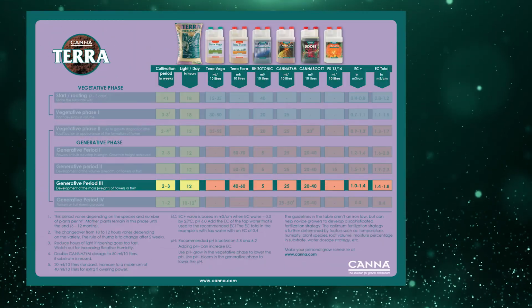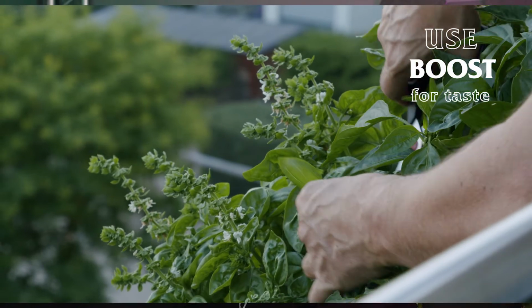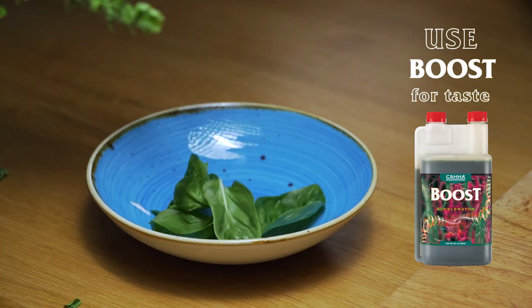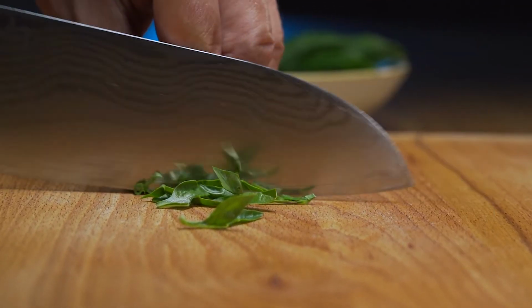And in the final phase, we call it generative phase number 4, or the ripening phase. In this phase, we don't give nutrients at all. Just water and maybe some additives to influence the taste or the amount of terpenes of the plant. For example, basil: if you add some boost till the end, you will smell the quality. The ripening phase is driven by temperature. So if the plant gets too hot, your ripening goes too fast.